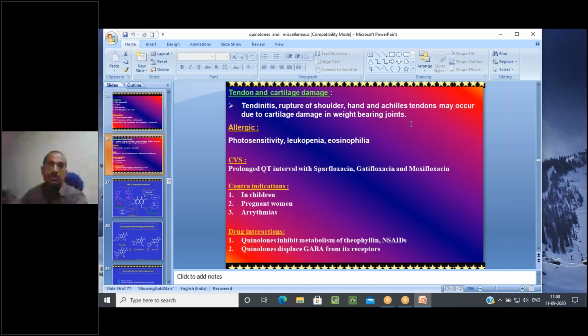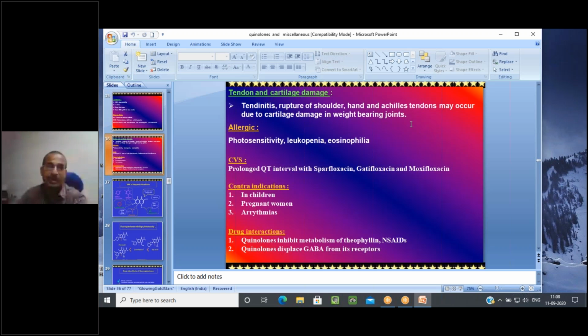Next, tendon and cartilage damage. This is important regarding these fluoroquinolones. Tendinitis and rupture of shoulder, hand, and Achilles tendons may occur due to cartilage damage in weight-bearing joints. Long-term administration of these fluoroquinolones leads to tendon rupture. That's why they may be contraindicated in children as well as during pregnancy.